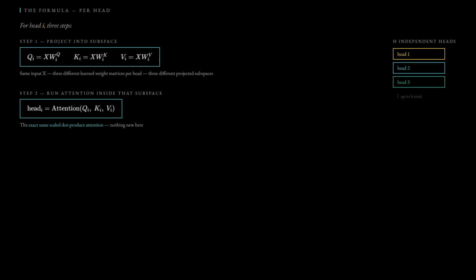Step 2 is the attention computation step for head i. The formula reads as such: head i equals attention applied to Qi, Ki and Vi. The attention function here is exactly the scaled dot product attention from the previous episode. Dot product of Qi with Ki transpose divided by the square root of d_k, apply softmax on it to get attention weights, and then multiply it by Vi to get the output.